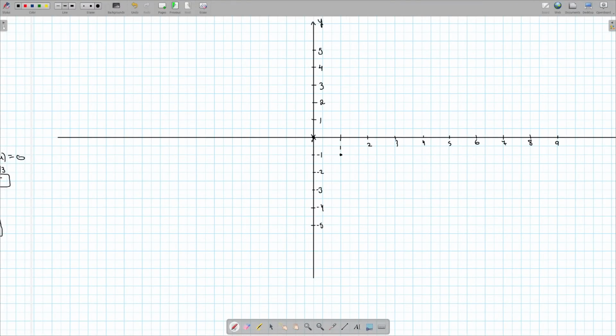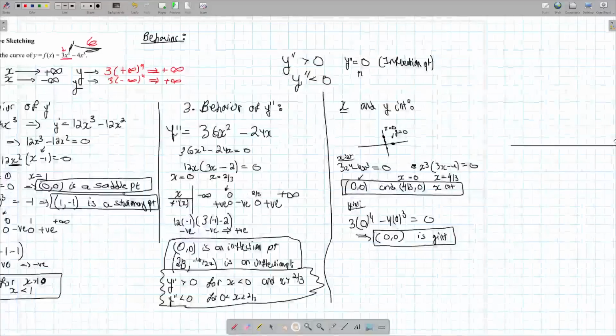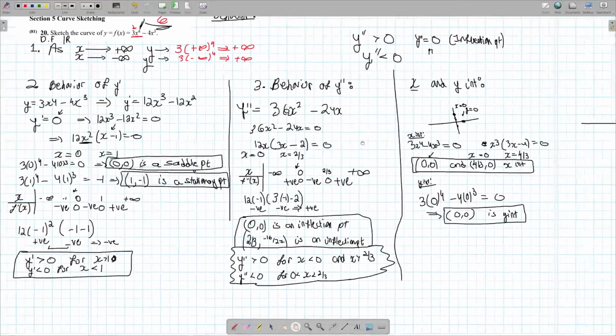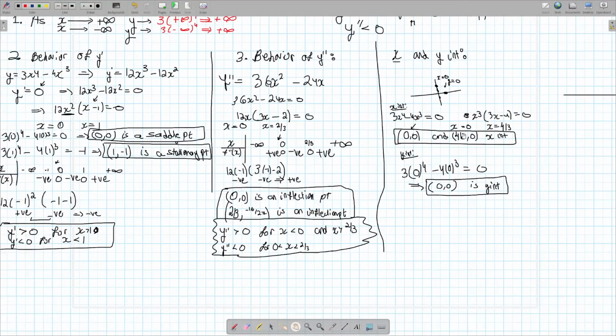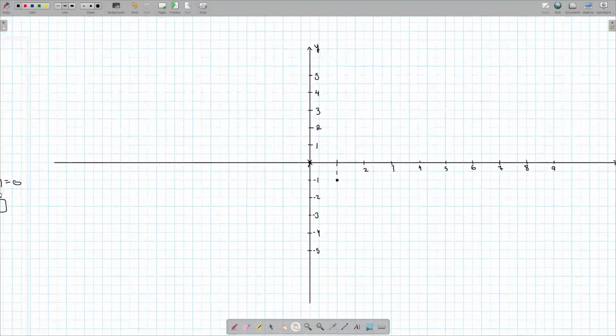Put a circle around it. Okay, we're going to go to, let's see, what else do we have? We have 4 over 3 comma 0. So 4 over 3 comma 0.